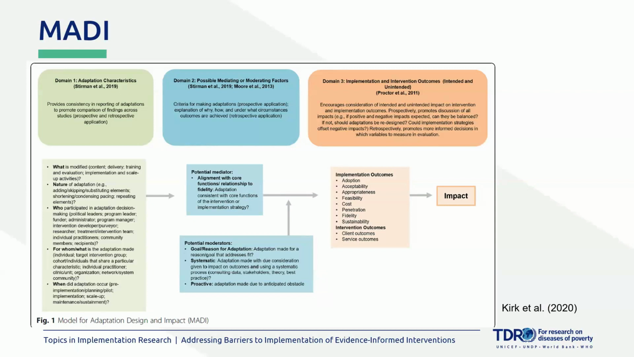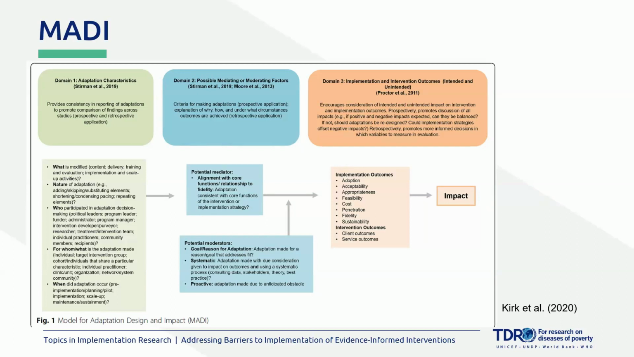The second domain of the MADI framework is, for example, what could be some of the mediating or moderating factors of that adaptation. For example, a potential mediator could be, is the adaptation consistent with the core elements or core function of that implementation? Then it also brings in what could be some potential moderators, for example, what is the reason for adaptations, and are adaptations proactive choices or not.